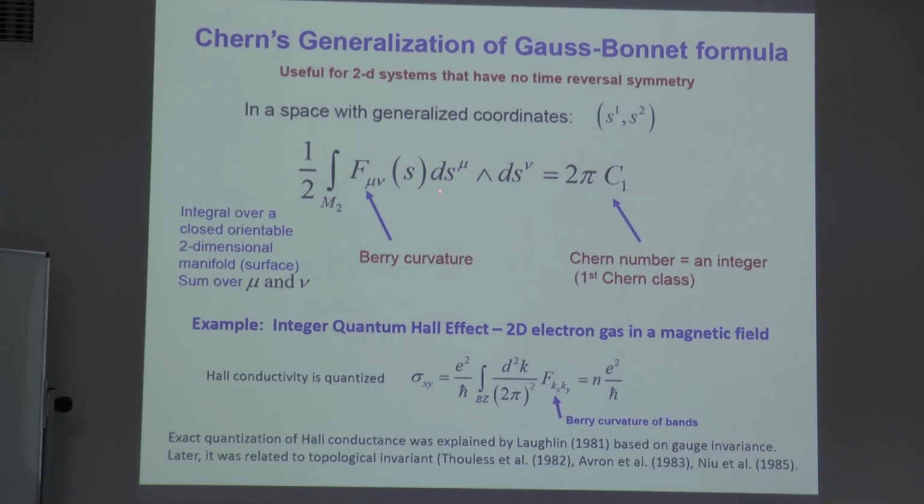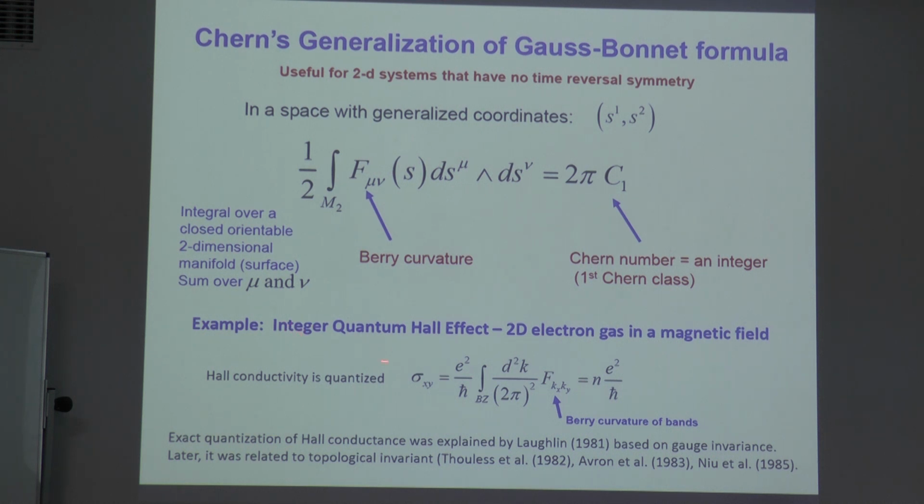So Chern made a generalization of the Gauss-Bonnet formula for the case of two parameters, and it's useful for two-dimensional systems that have no time reversal symmetry. So this is the Berry curvature. When you integrate it over a two-dimensional compact manifold, you get 2 pi times an integer. In this case, it's the Chern number of the first Chern class.